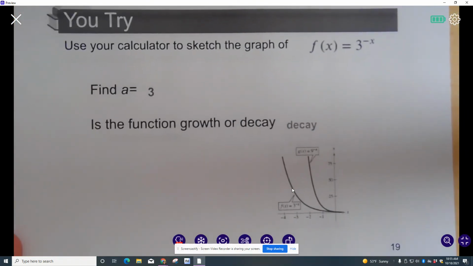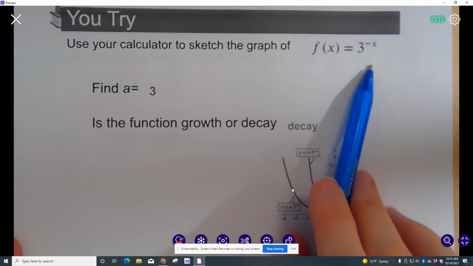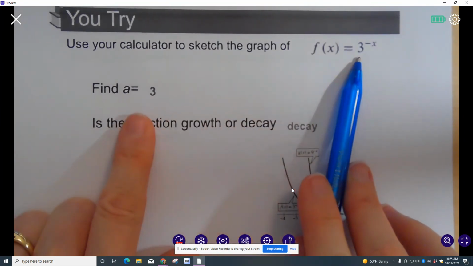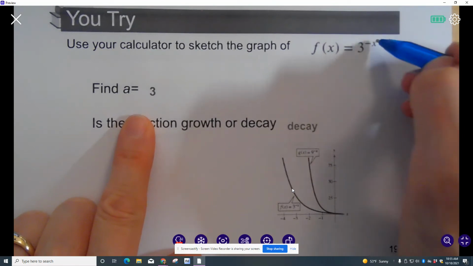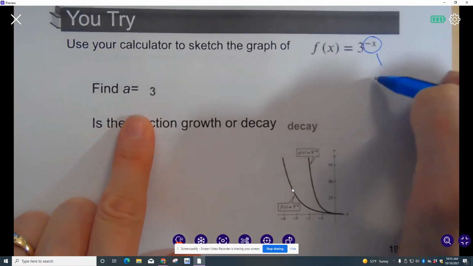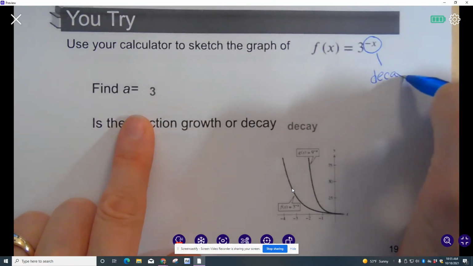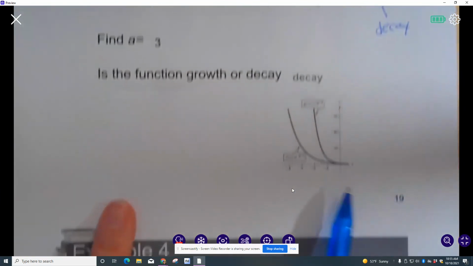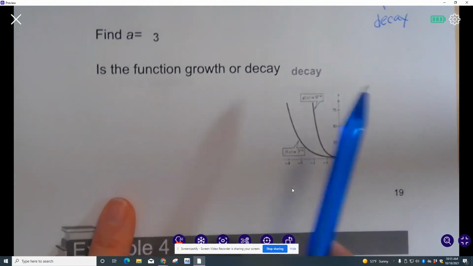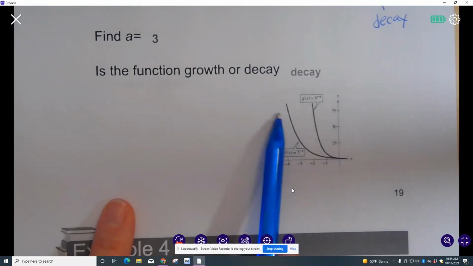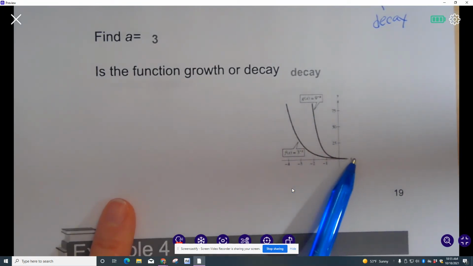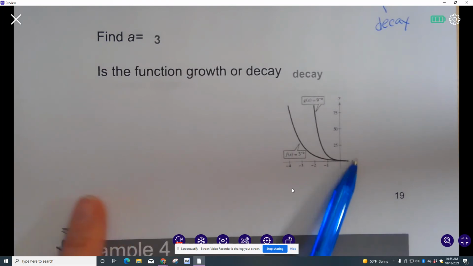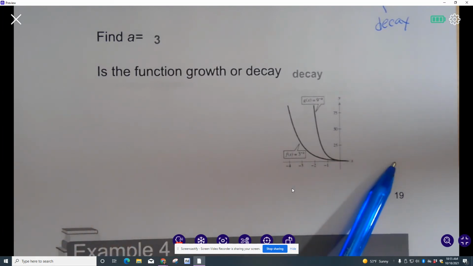So this was just a little practice we did of punching this in your calculator and sketching it. Now the base is 3, so a equals 3. Your exponent is negative, so that's going to be decay. So then your function should go down and to the right, which is exactly what you have when you graph this. This one is 9 to the negative x. This is actually your 3 to the negative x. So approaching 0 as x gets bigger and bigger.